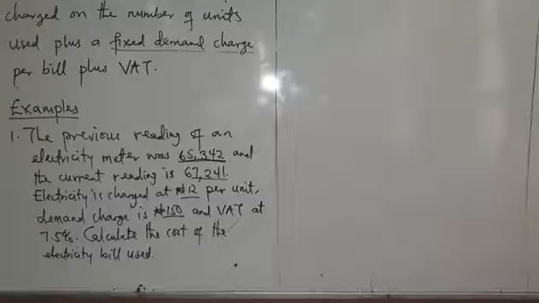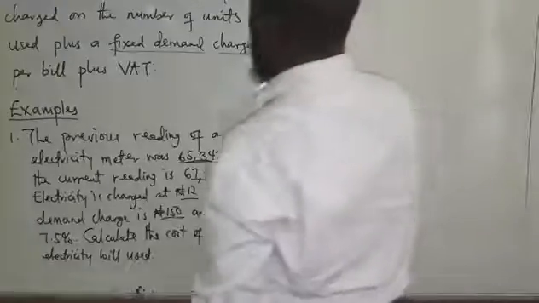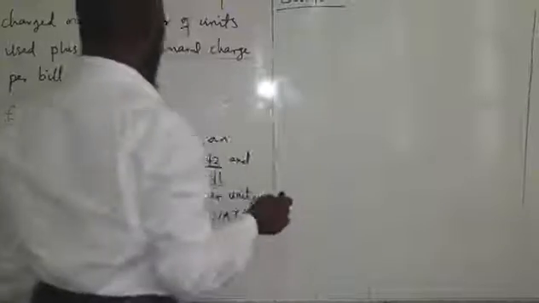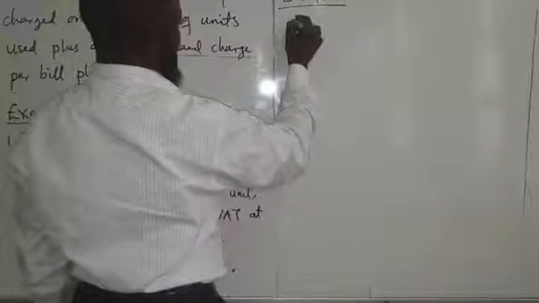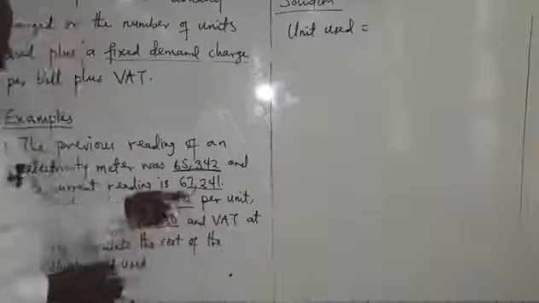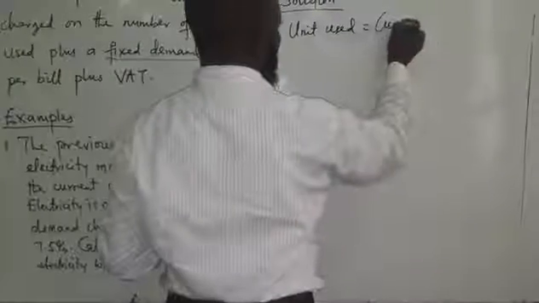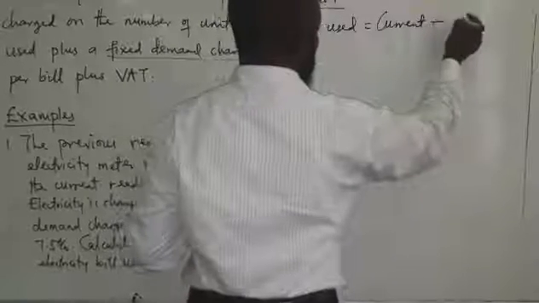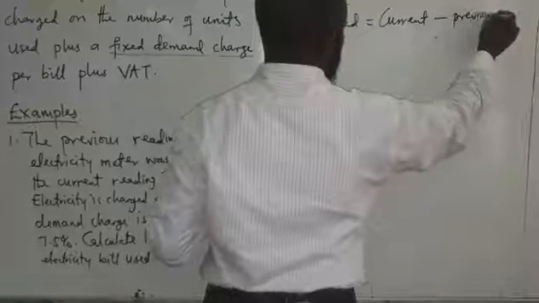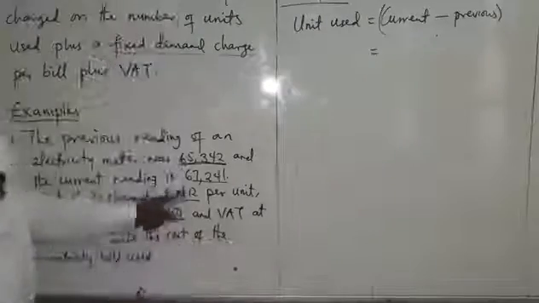So the first thing we need to do is to calculate the units used. So on the solution here, we're going to find the units used. That will be the difference between the current reading and the previous reading. Current reading minus previous reading will give us the units used.